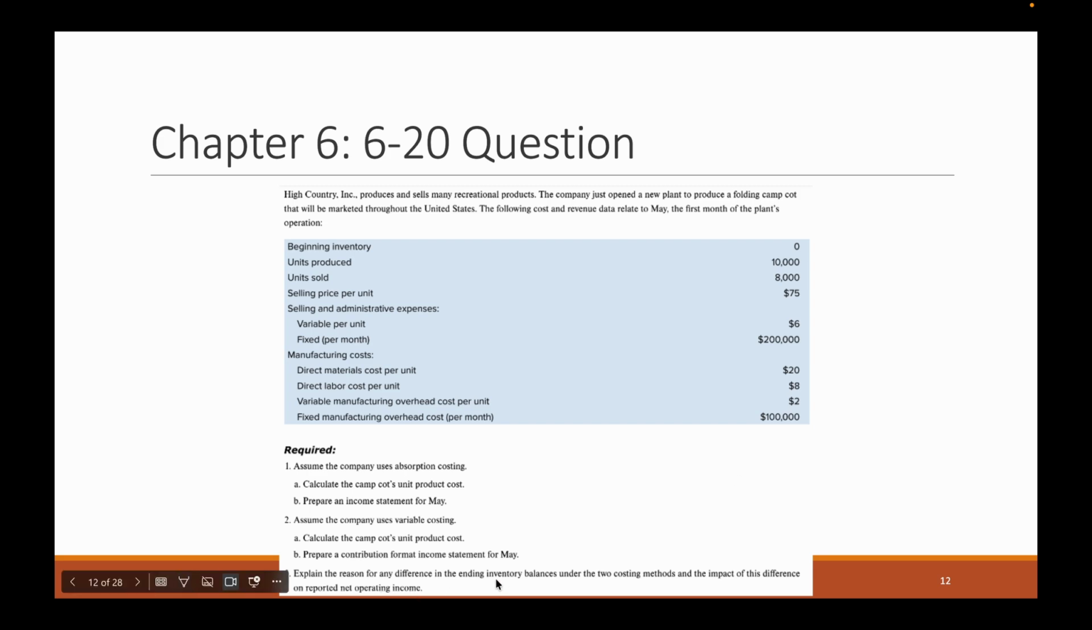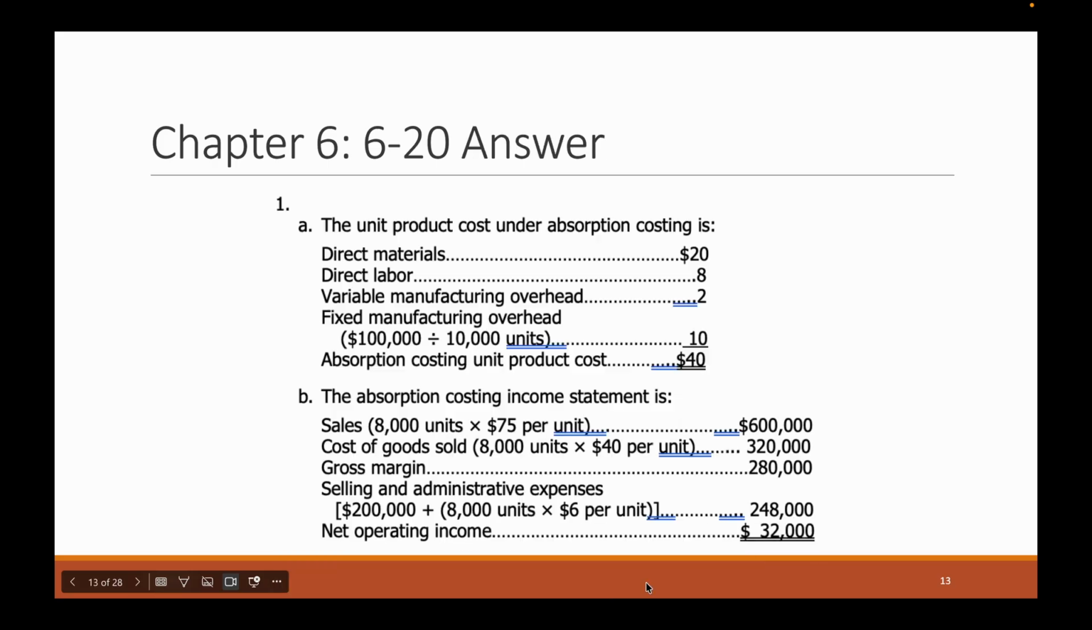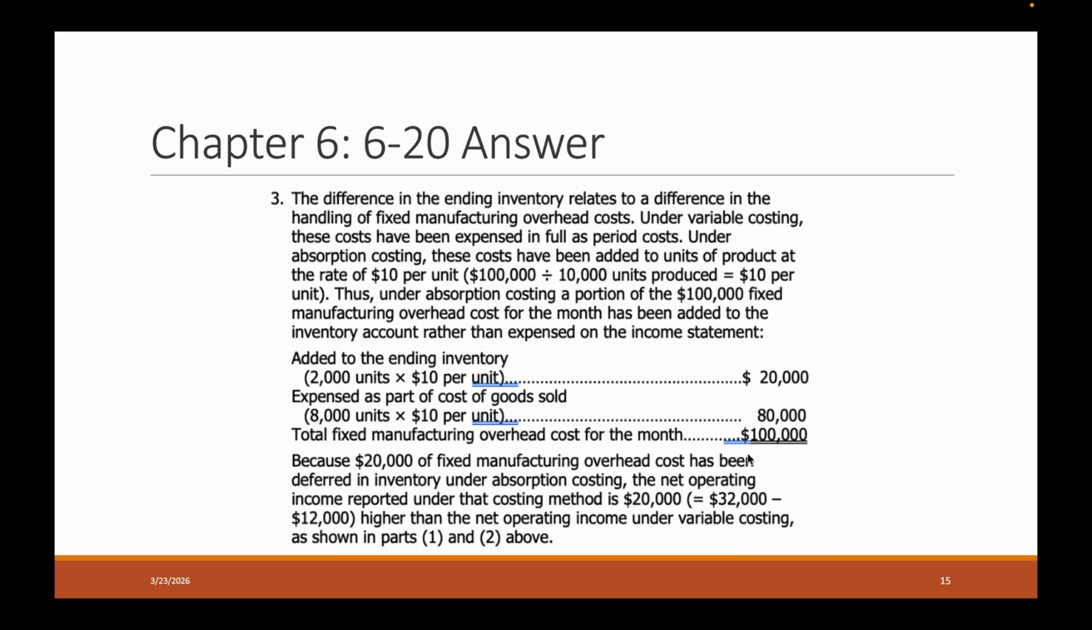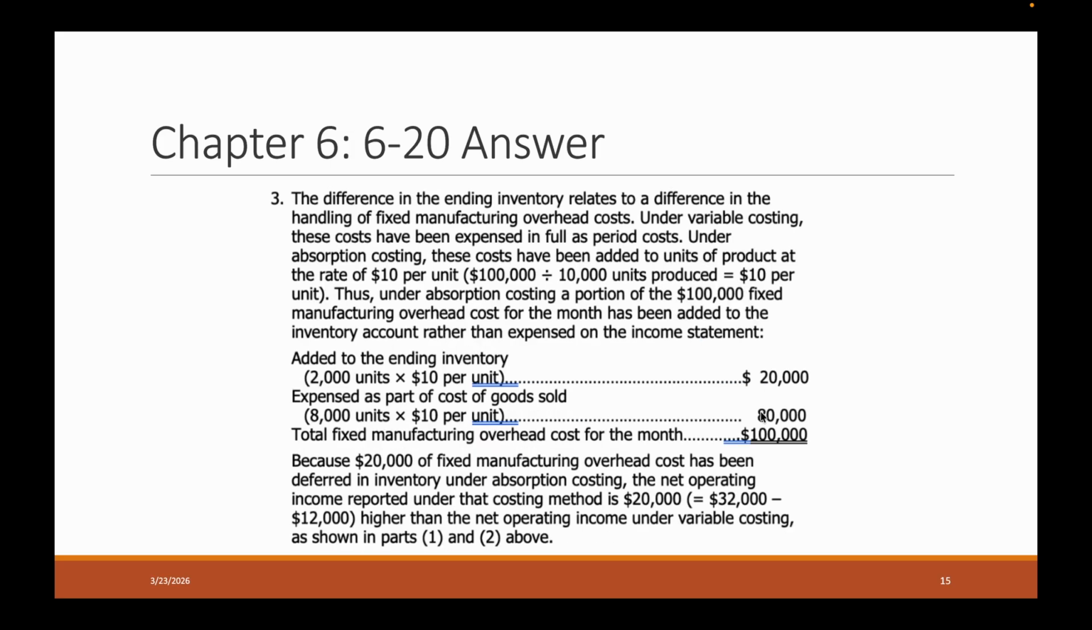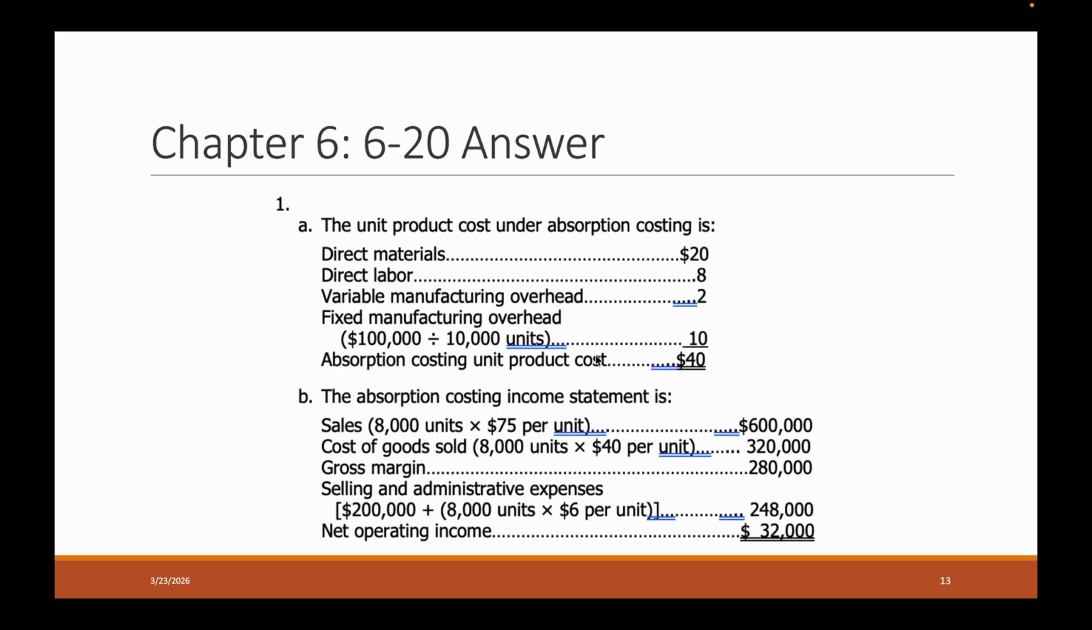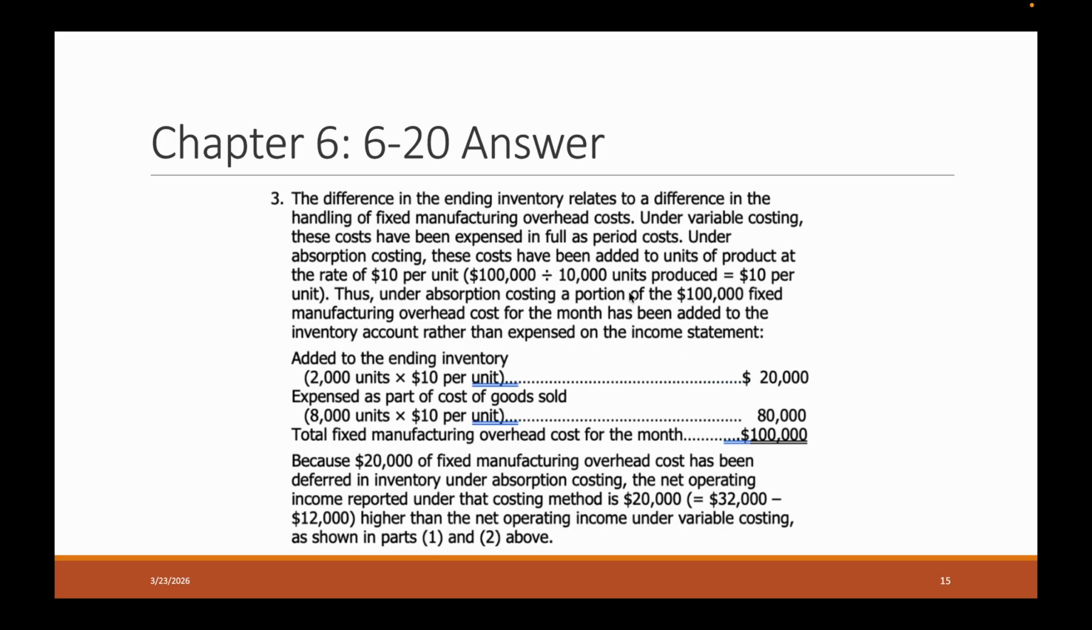Explain the reason for any difference in the ending inventory balances under the two costing methods. For question 3, the difference in the ending inventory relates to a difference in the handling of fixed manufacturing overhead costs. Under variable costing, these costs have been expensed in full as period costs, so we subtracted out the full $100,000 amount at the end. Under absorption costing, these costs have been added to units of product at the rate of $10 per unit, as we saw when we calculated the cost per unit. Because we add it to the per unit cost, we're only going to expense the $10 per unit times the 8,000 that we sold.